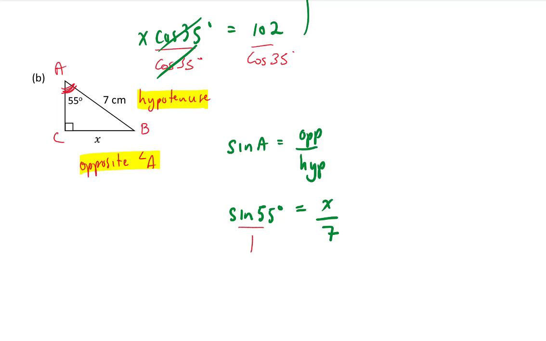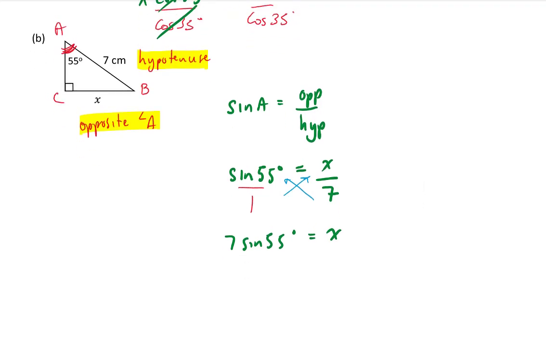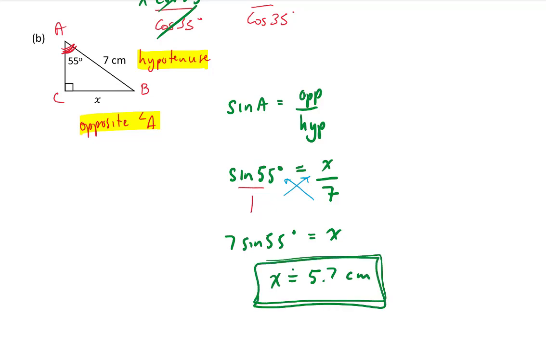Remember, this is sine 55 over 1, so if we want to use the cross multiplying technique, we're going to multiply the left side by 7, the right side by 1. This one's nice and simple. We get 7 sine 55 equals x. No dividing after this because x is on its own. So on our calculator, we're just going to type in 7 times sine 55. And here we get x is approximately equal to 5.7 centimeters. So label your diagram, pick the ratio that you need, and solve for the variable.